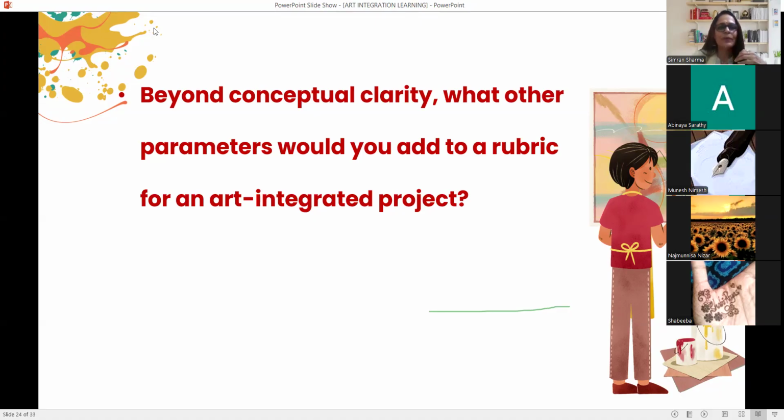Okay, so yes, different kinds of learners. It's all very interesting, but we need more time for this. I agree with you. Yes. Would you like to share your views on what, beyond conceptual clarity, other parameters you would add to a rubric for an art integrated project? Yes. Okay, just a minute. Let me just see. We have something here.